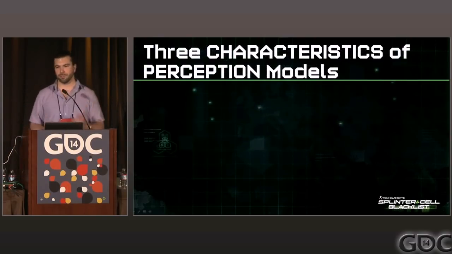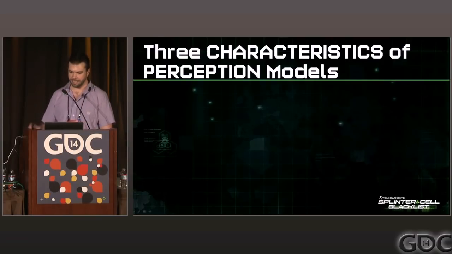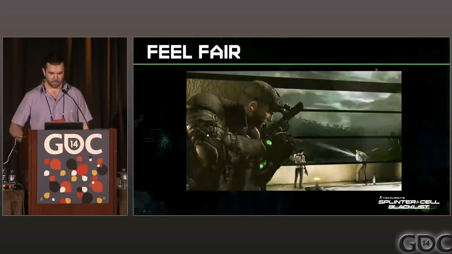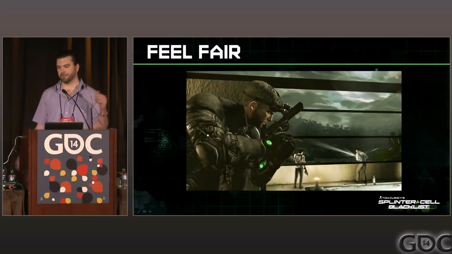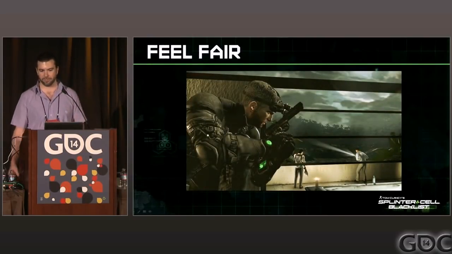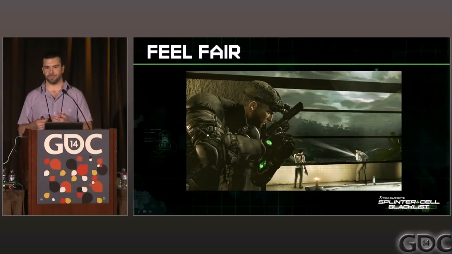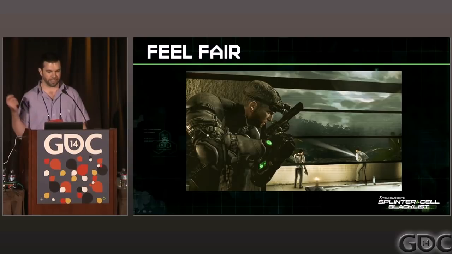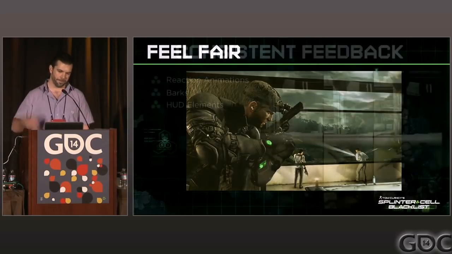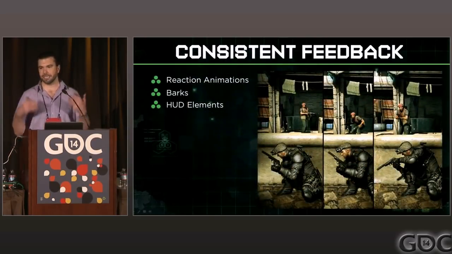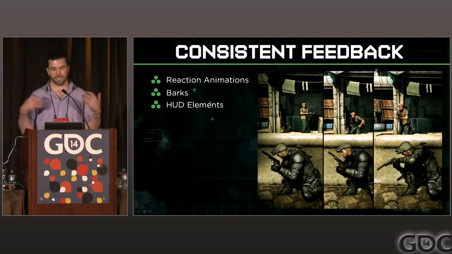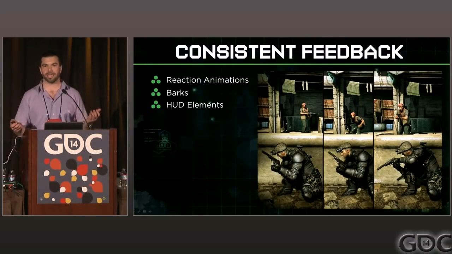But before I start describing them, I just want to talk about 3 characteristics that I think these models need to display to be really good. So first of all, they need to feel fair, right? Getting detected can really be the difference between success and chucking your controller at the screen, especially if you feel that that detection was unfair. And the second is they need to provide consistent feedback, right? So you need to have some idea of how the AI is going to react, what they're reacting to, so that you can strategize and improve.